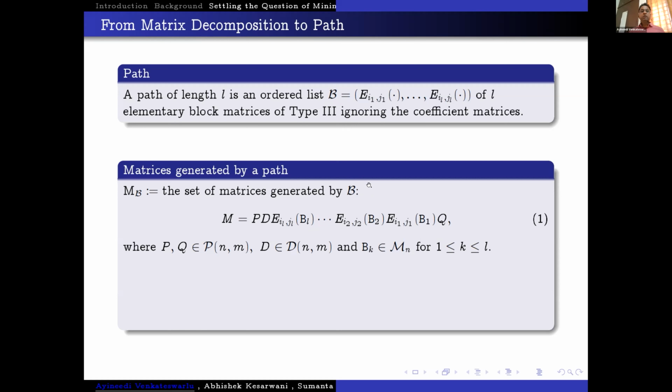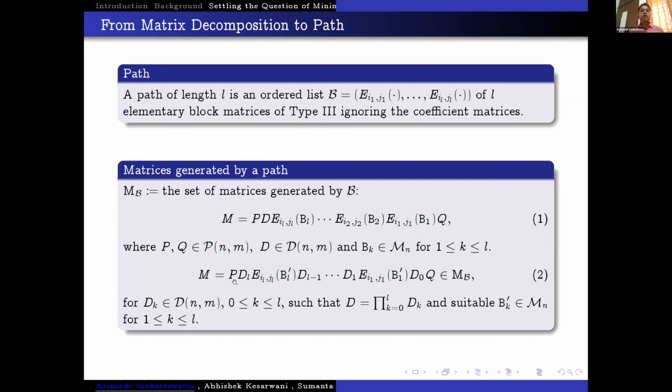Similarly, we can also consider this kind of path, because if you want to reorder a product of type 2 and type 3 matrices, it doesn't alter the indices of the type 3 matrices. Because we are only worried about the indices, we can also consider decompositions of this form. Either you consider this decomposition or this decomposition, a matrix having this decomposition, we say that it belongs to this path B.